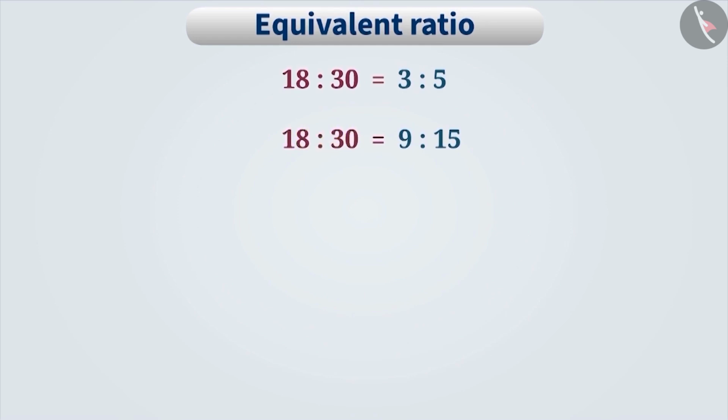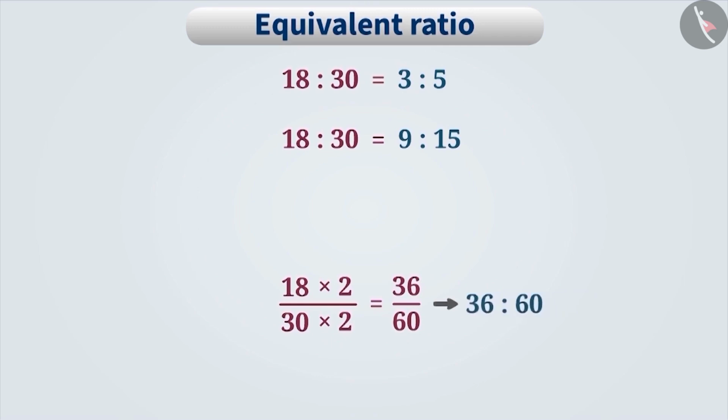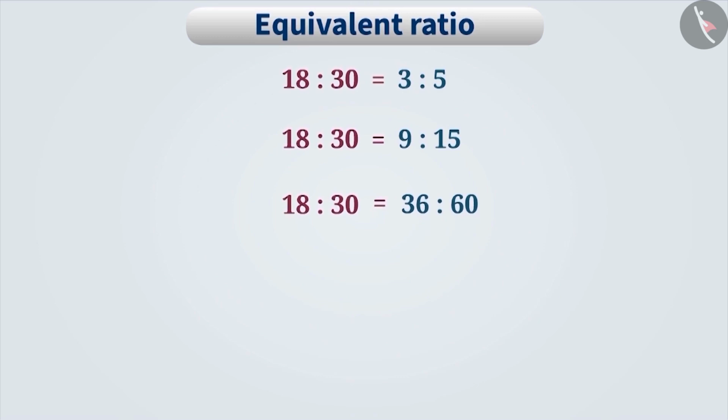Similarly, in the fraction 18 by 30, if we multiply both 18 and 30 by 2, then we get a new fraction as 36 by 60, which is 36:60. This is also an equivalent ratio of 18:30. In this way, we can now say that a ratio can have many equivalent ratios.